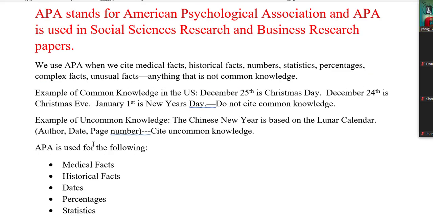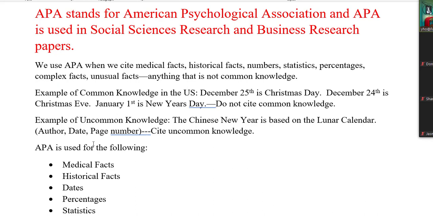APA stands for, and I said this several times already, American Psychological Association. And APA is used in social science research and business research papers. We use APA when we cite medical facts, historical facts, numbers, statistics, percentages, complex facts, unusual facts, anything that is not common knowledge.